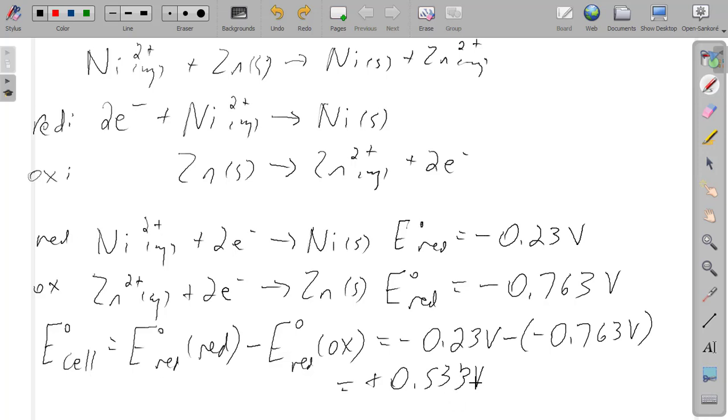But now again, for the final answer, because this is an addition subtraction operation, 2 decimal places, 3 decimal places, we can only have 2. So it is positive, and you got to put the positives and negatives on there.